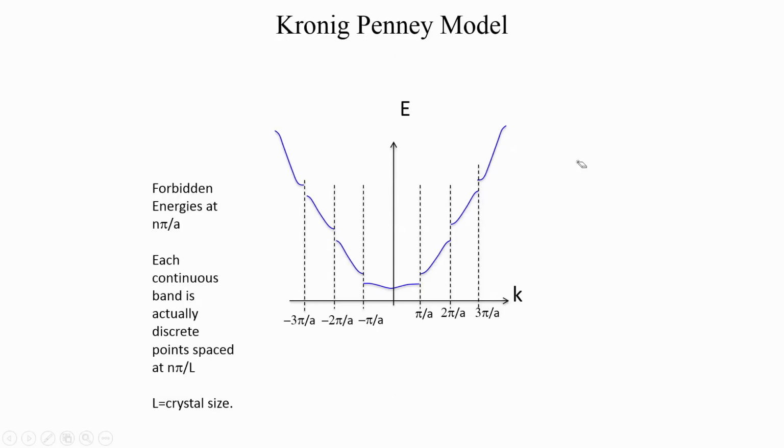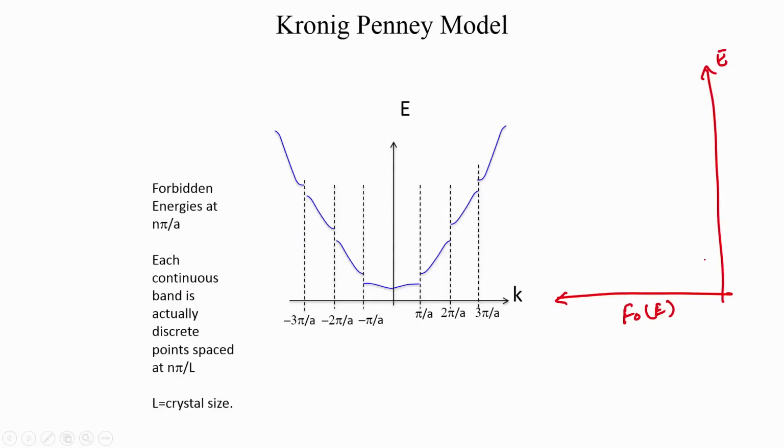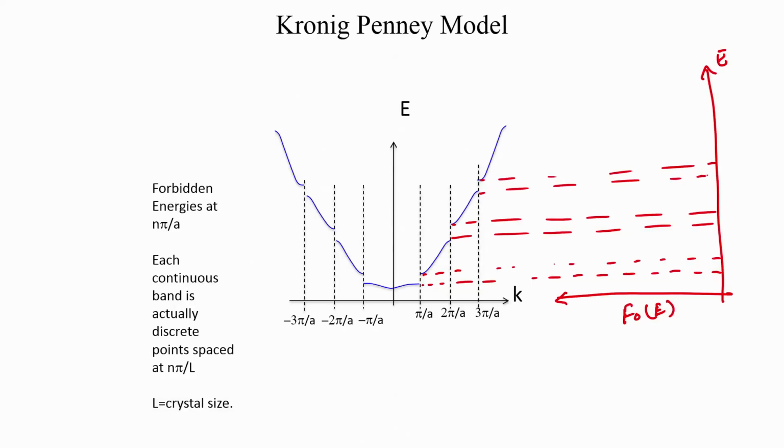the plot of energy versus F naught of E. So let's plot it sideways, F naught of E versus energy. So we are looking at the same plot that we discussed here, but we are just plotting it sideways. And let's just draw little dotted lines corresponding to these jumps in energy. And here once again let's place our bounds of +1 and -1.